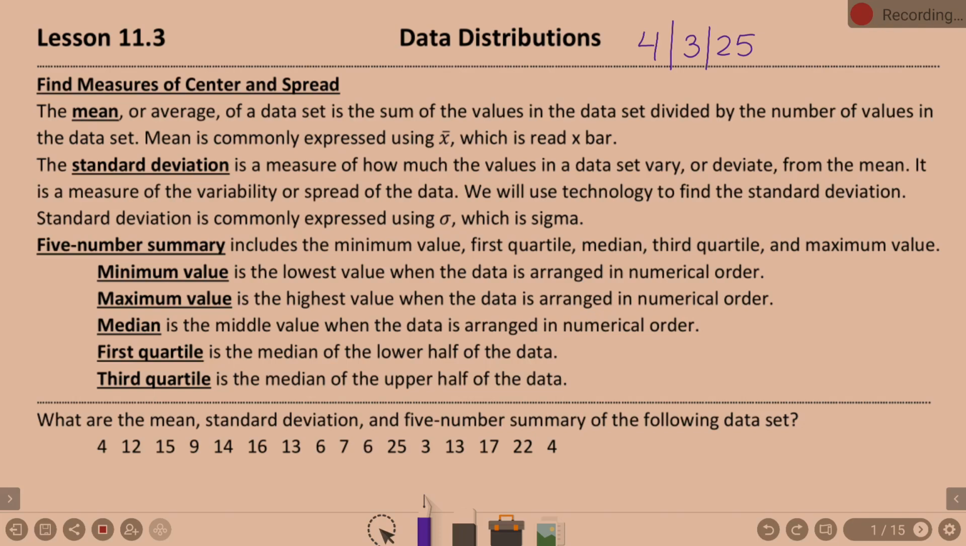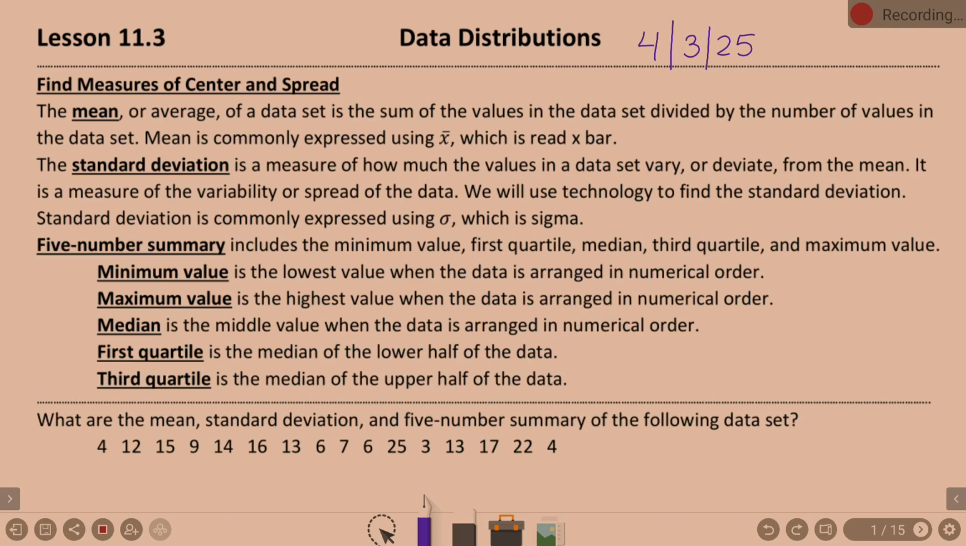When we talk about spread, that brings in standard deviation and range and interquartile range. So like ways to talk about how spread out the data is, okay? That's probably the newer aspect of this. So the mean or average of a data set is the sum of the values in the data set divided by the number of values in the data set.